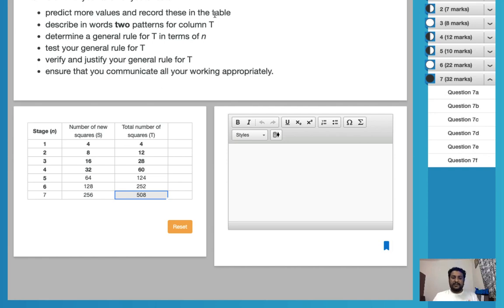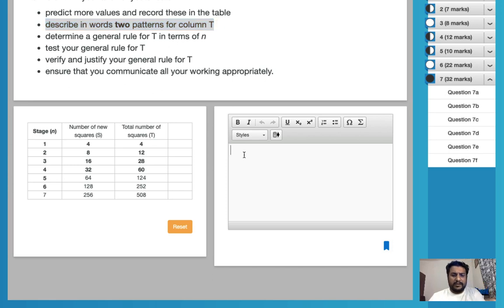First part is done. Now they have given you this last column over here, and they have given it for a reason, so that you can figure out how the differences are increasing. Now let's start with the second: describe in words the two patterns for column T.